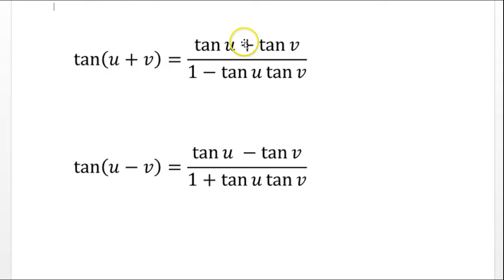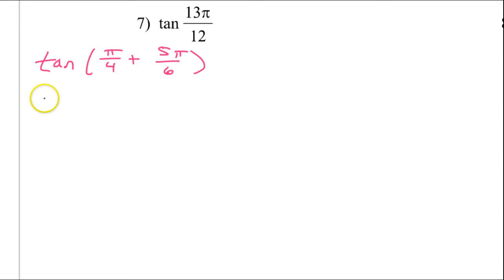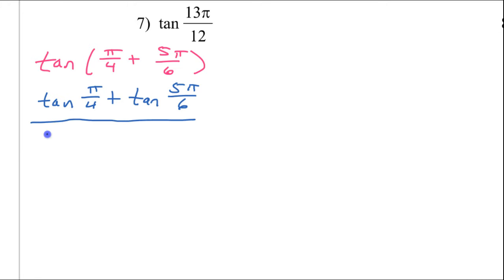Alright, so for the tangent of a sum, I'm going to use this formula right here. This is going to become the tangent of pi over 4 plus the tangent of 5 pi over 6, all over 1 minus tangent pi over 4 times tangent 5 pi over 6. The tangent of pi over 4 is 1. And let's see, the tangent of 5 pi over 6. Forget the 5 for a second. The tangent of pi over 6 is radical 3 over 3.